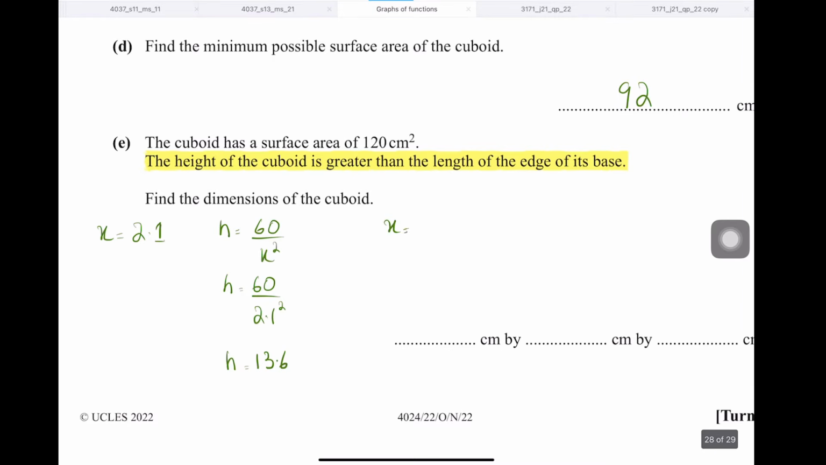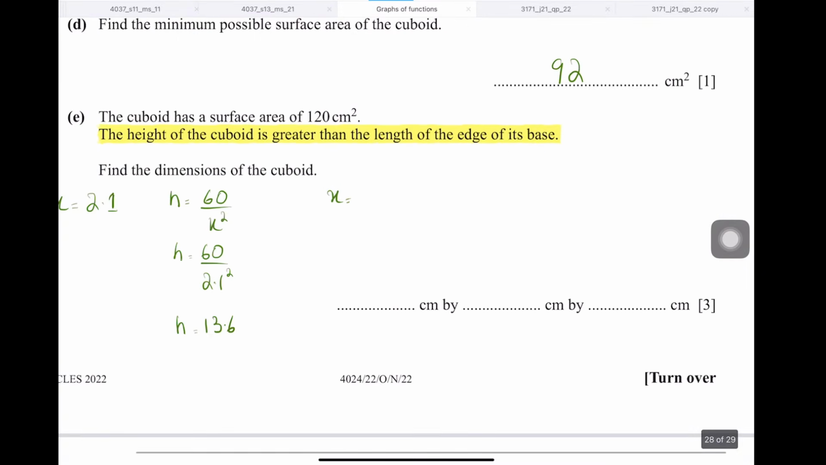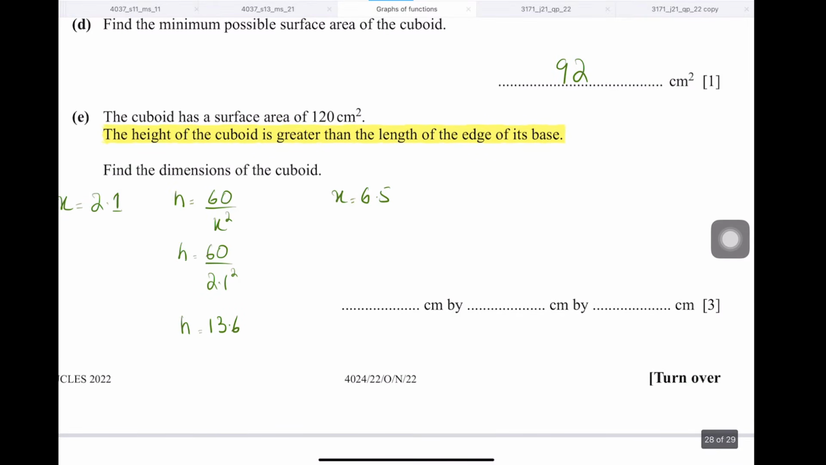Now let's consider the other scenario. Although we don't need to, just so that you guys understand the points that I'm trying to explain, let's do that. So let's say we consider x as 6.5. In that case, if we find out the height, which is going to be 60 over 6.5 squared, so 60 divided by 6.5 squared means that the height is 1.42.